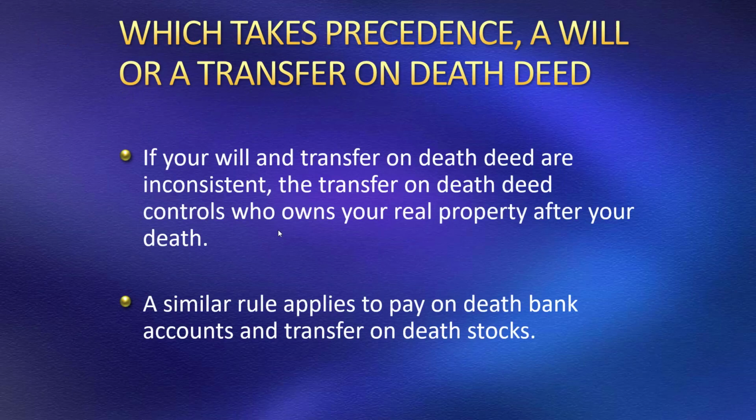Which takes precedence, a will or a transfer on death deed? If your will and transfer on death deed are inconsistent, the transfer on death deed controls who owns your real property after your death. A similar rule applies to pay on death bank accounts and transfer on death stock.